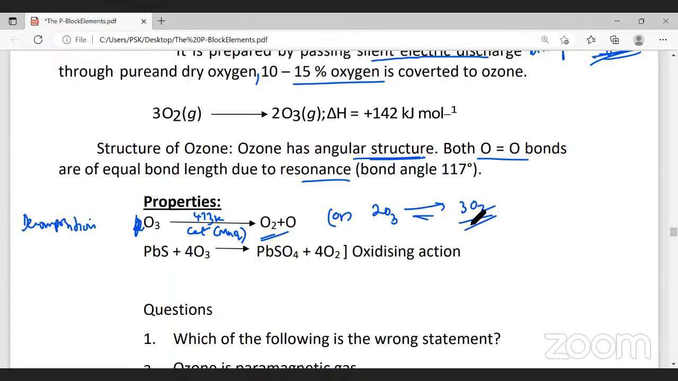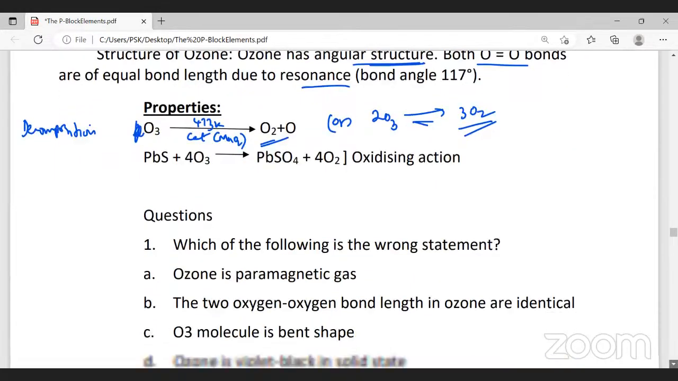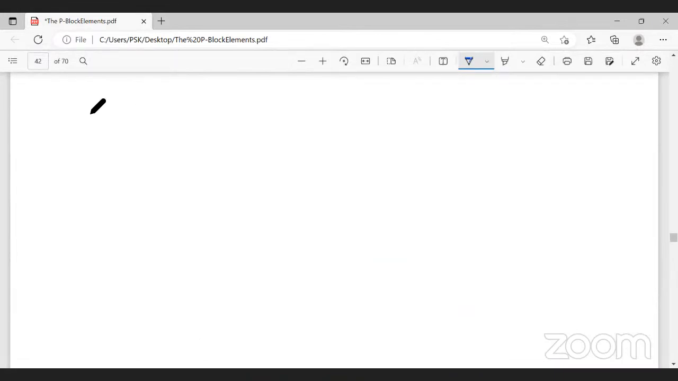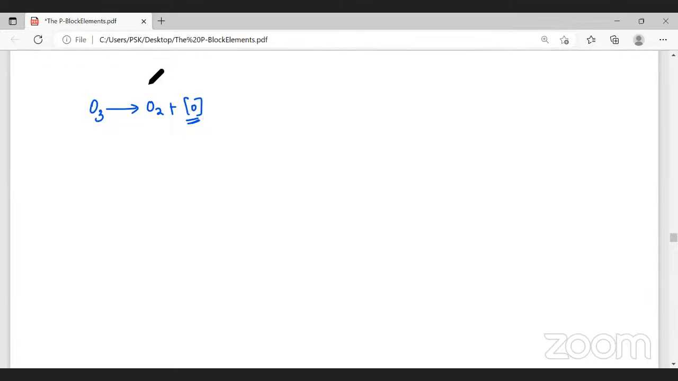The next one is, ozone is a very good oxidizing agent. Why is ozone a very good oxidizing agent? Because ozone will decompose to give oxygen, a nascent oxygen. Since it gives nascent oxygen, ozone is a very good oxidizing agent.